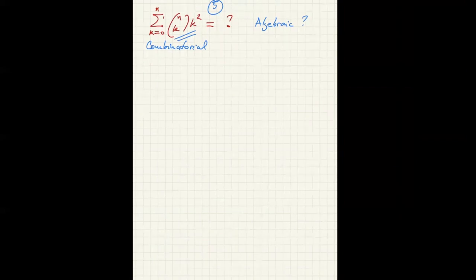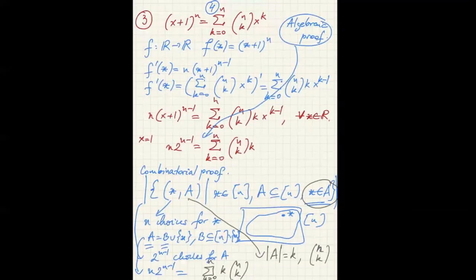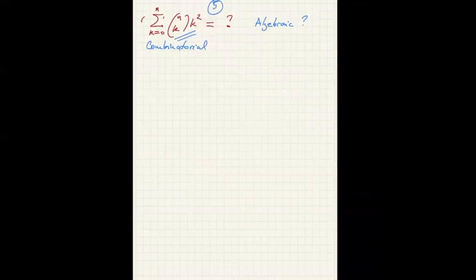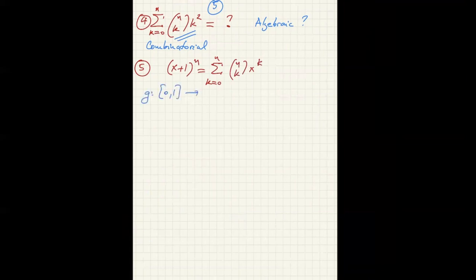Now, there are other applications of the binomial formula. So this is exercise 4, an exercise for you. Let me give you another way that you can apply it. Again, you start from this identity: x plus 1 to the n is the summation from k equals 0 to n of n choose k x to the k. Now let's take a function g on the interval [0, 1], where g of x equals x plus 1 to the n. You can do other intervals if you want.